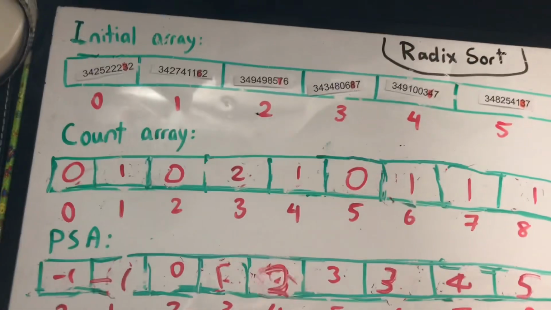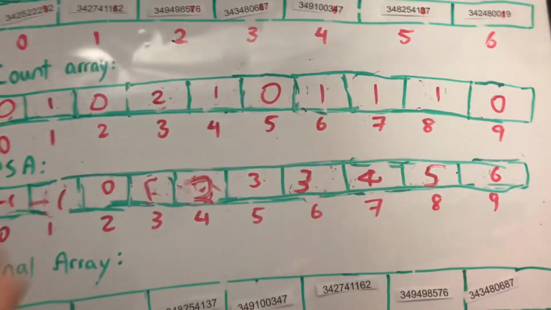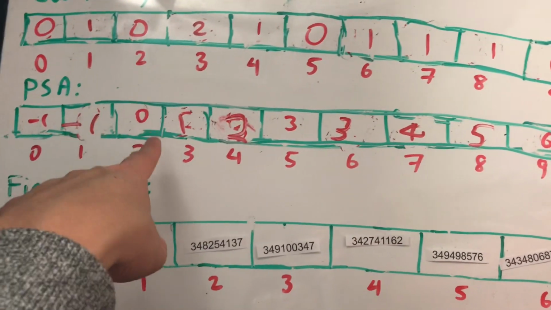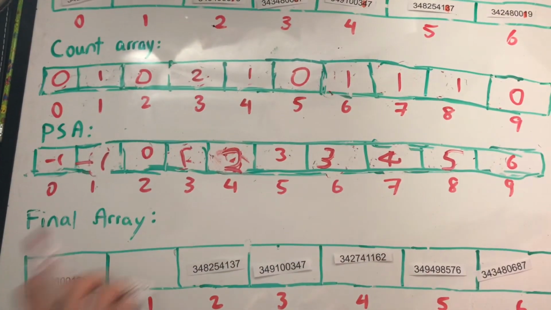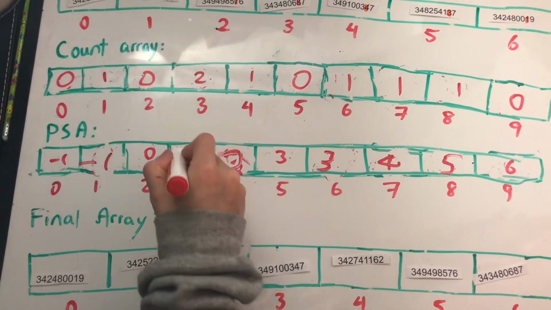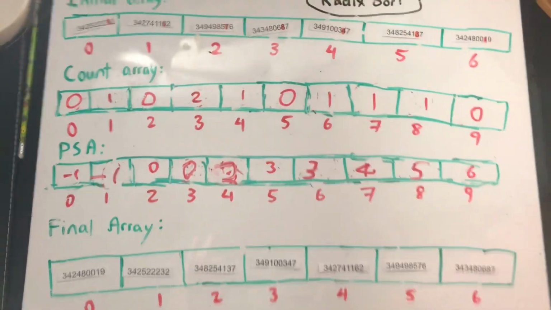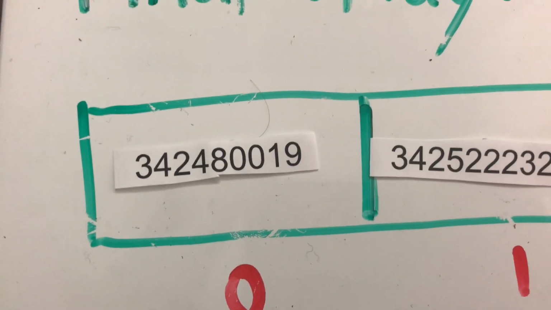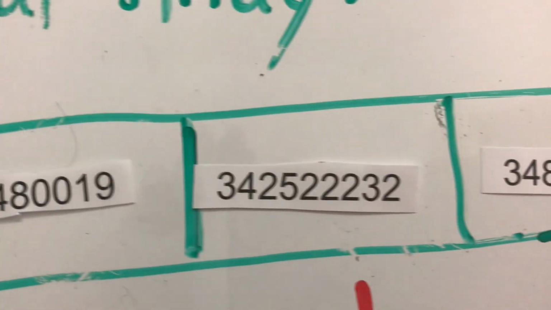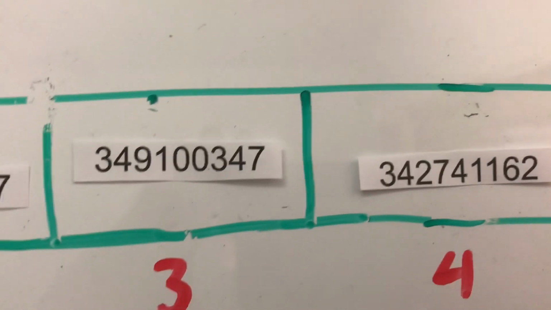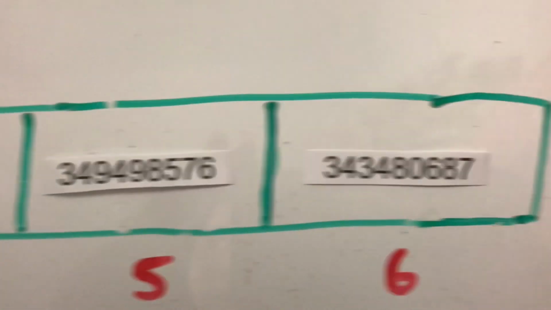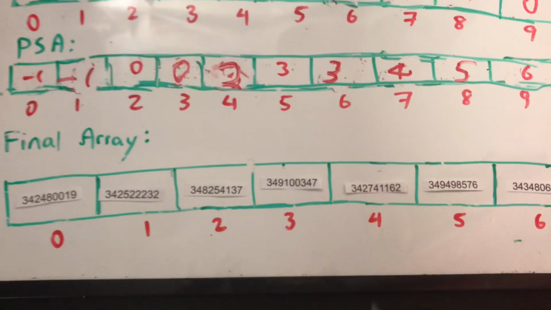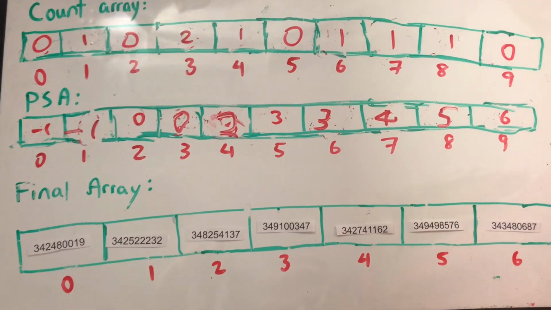And the last one belongs to bucket 3. So that points to position 1. So we put that there and subtract 1 from it. By the end of the second iteration, if we look over the final array, we notice that the last 2 digits are actually all sorted. So this one's 19, 32, 37, 47, 62, 76, and 87. So that means we've sorted all the numbers by their last 2 digits.